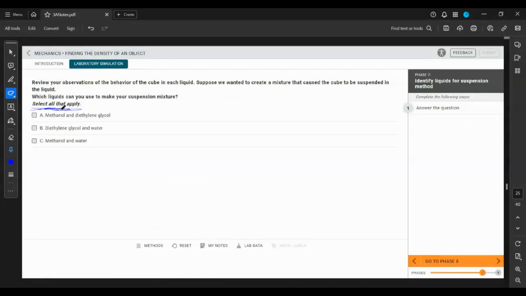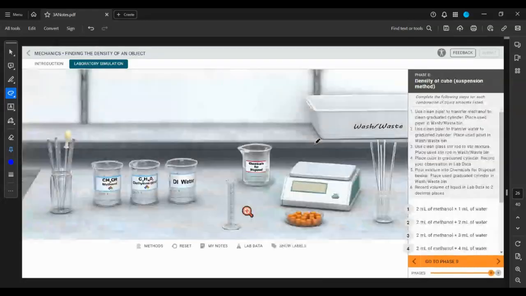Remember that these are boxes. You'll probably have 2 answers. Technically, we would have multiple options for how we could finish the next section in the lab. Okay, from here, it's going to go ahead and choose for us the 2 methanol and water in different combinations.